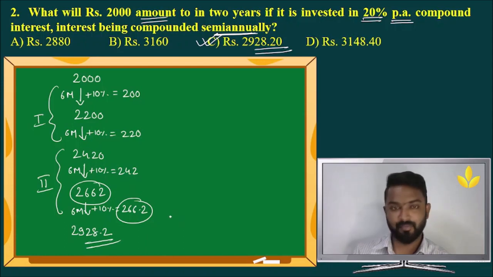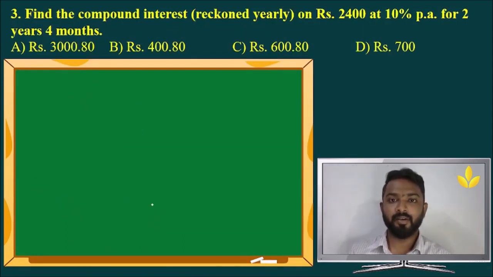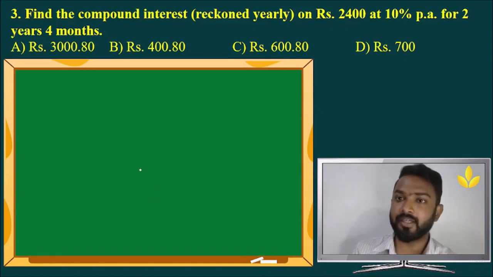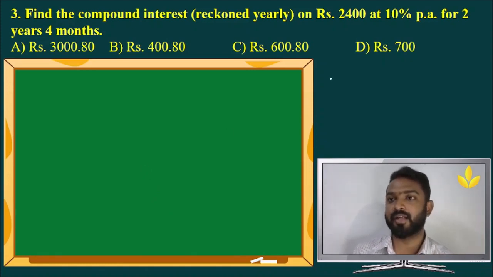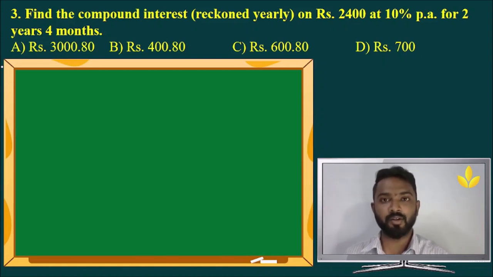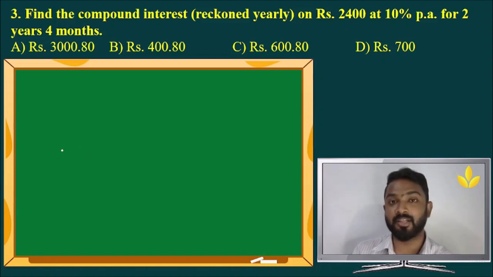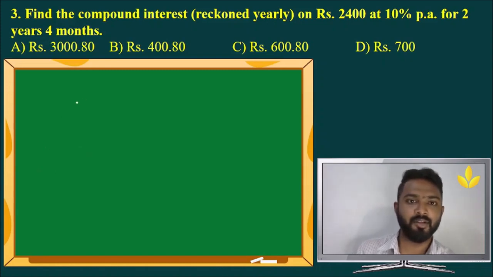Okay, let's move on. Question number 3. Find the compound interest reckoned yearly on 2400 at 10% per annum for 2 years and 4 months. This is another thing that a lot of people have trouble with whenever partial time is given, especially in compound interest. Let's deal with this.